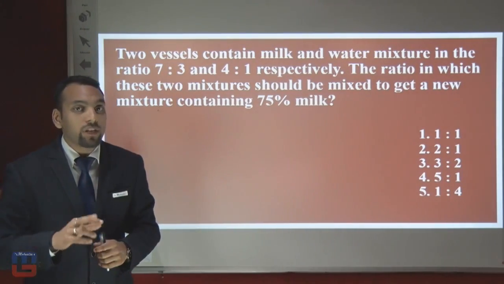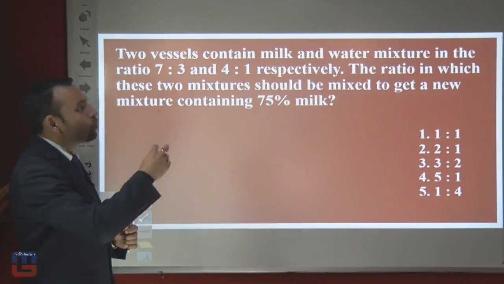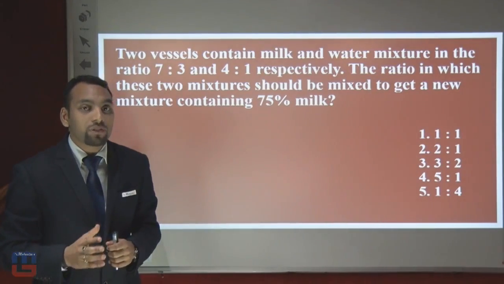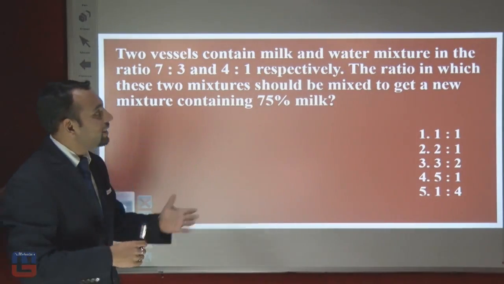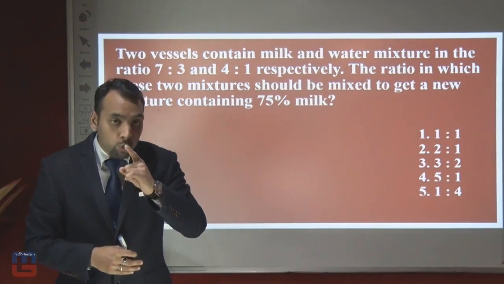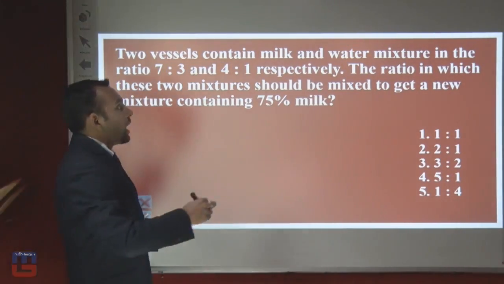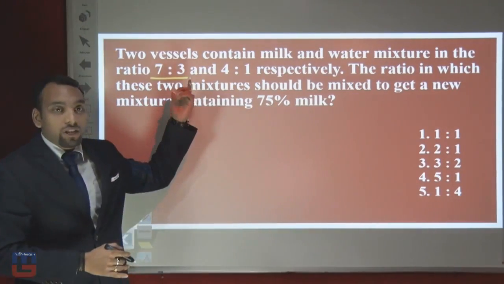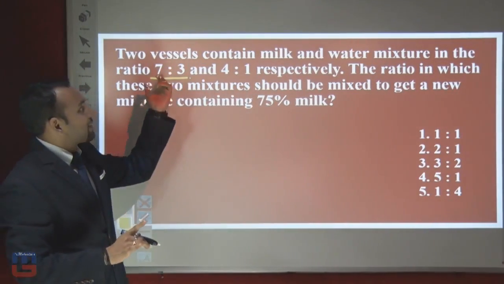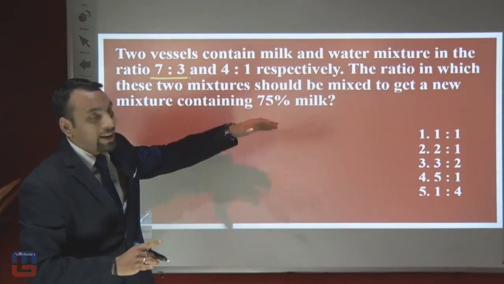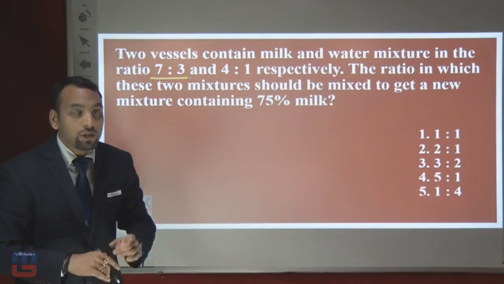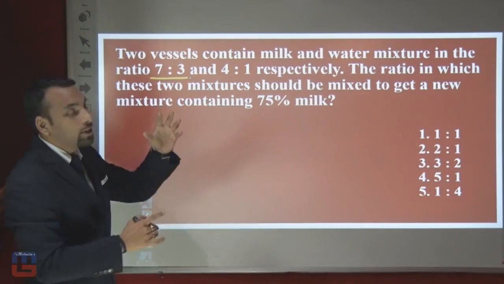And what we have to find? We have to find the ratio in which these two mixtures should be mixed so that we get a new mixture containing 75% milk. Now, we will solve this question by the method of allegation. As you can see here, this is the ratio 7:3, but here the percentage of milk is given. So we will convert this into percentage.